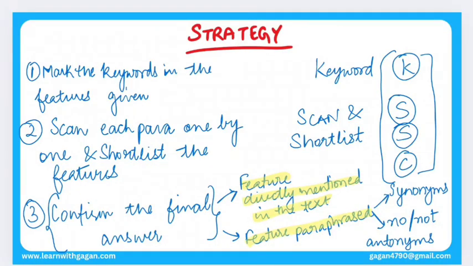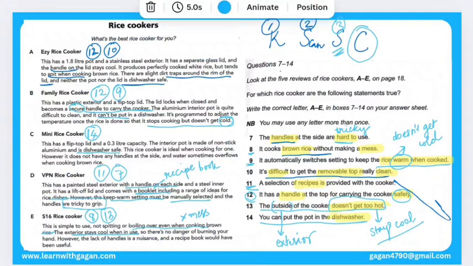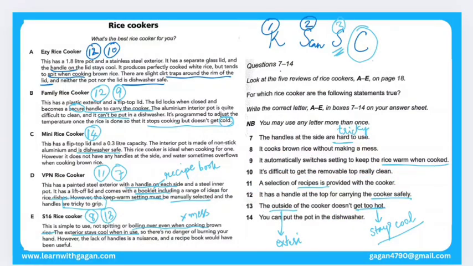We have looked for the paraphrase, we have looked for the feature directly mentioned, we have looked for synonyms, we have looked for no, not and antonyms. Now we will see which one is the perfect match for which feature. We'll have a look at number 12 first, so that we can finalize which cooker works for the 12th feature, easy rice cooker or the family rice cooker, because we have mentioned 12 in both of these.